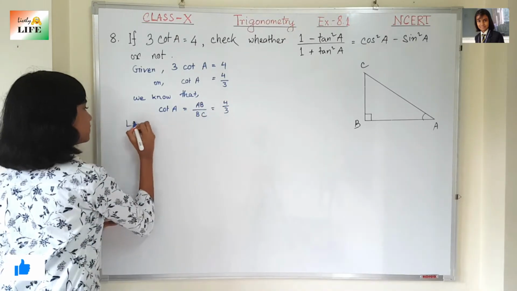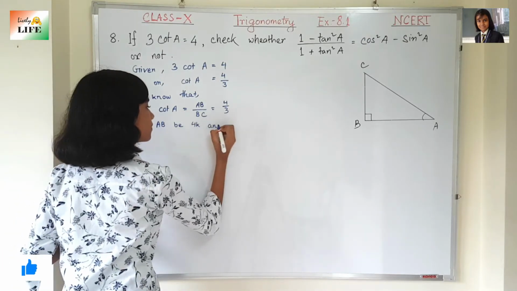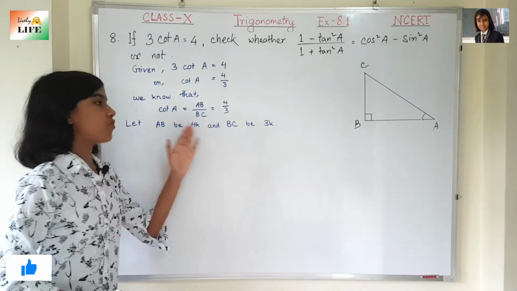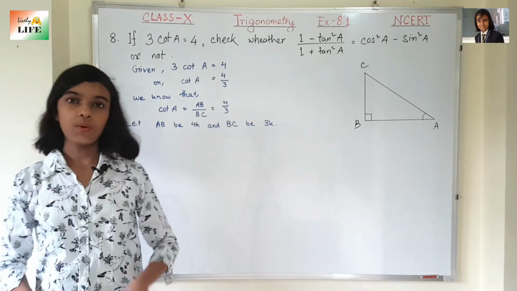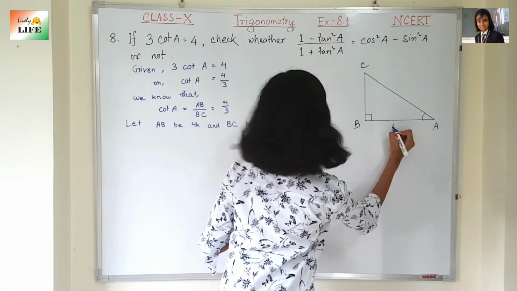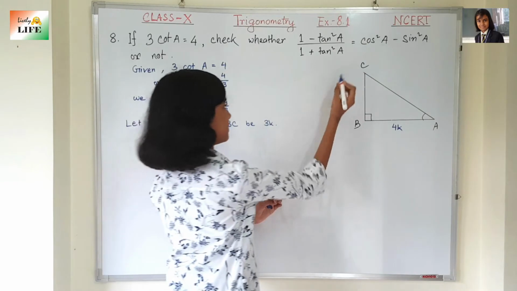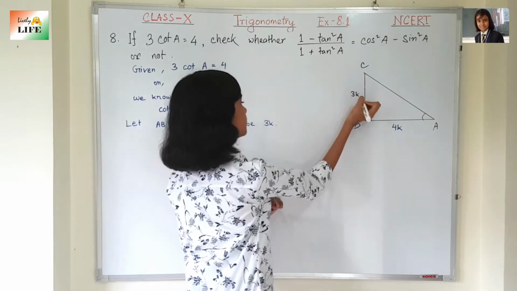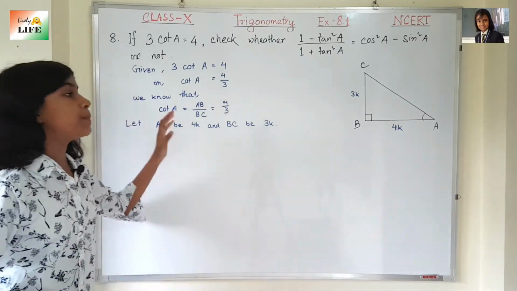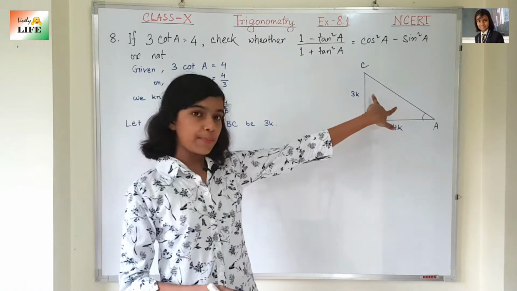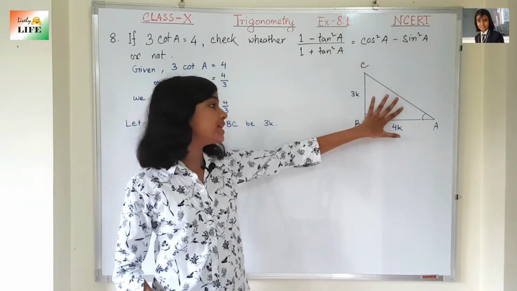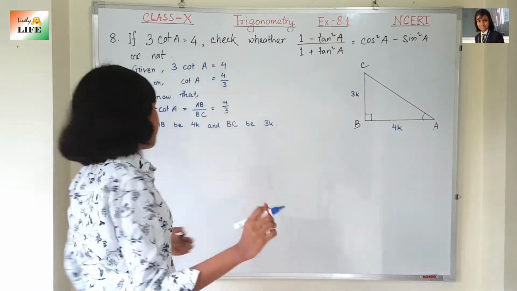Now let AB be 4K and BC be 3K. Okay. Now we need to use the Pythagoras theorem to find the hypotenuse, right? We need the hypotenuse for sin A and cos A. So we need to find the hypotenuse by the Pythagoras theorem.